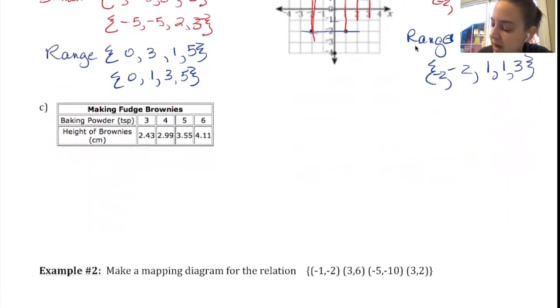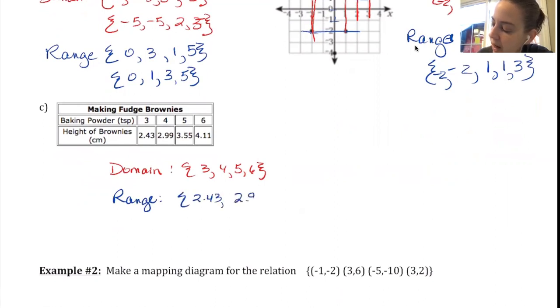And making fudge brownies, domain is the baking powder. So that's my input, 3, 4, 5, and 6. And then my range is the output, which is 2.43, 2.99, 3.55, and 4.11. Here we go.